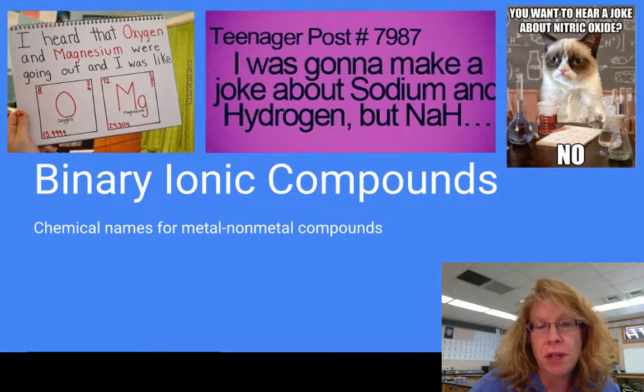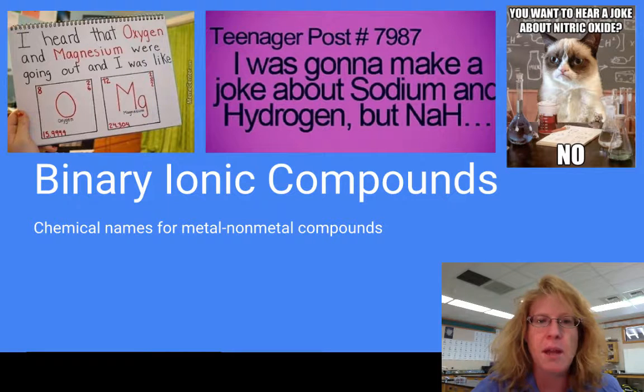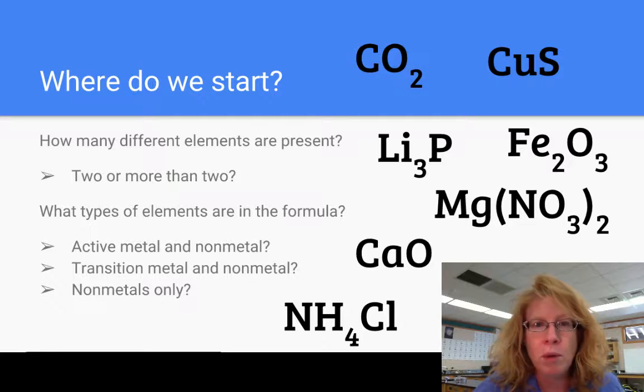But there will be some future lessons that focus on a little bit more difficult or different varieties of compounds that are coming up. So this one's just focused simply on binary ionic compounds, which are metal-nonmetal compounds. So where do we start? This model that I'm putting here is an important thing to always start with when you're trying to write names and formulas.